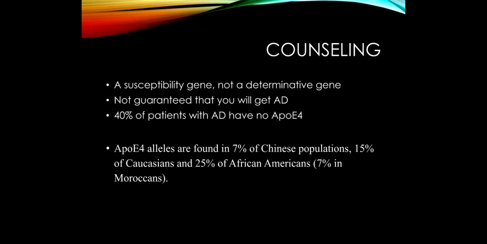So overall the ApoE4 alleles are found in only 7% of the Chinese population, 15% of Caucasians, and 25% of African Americans. And actually, if you look at risk of Alzheimer's overall, it is lower in the Asian population, and it is somewhat higher in the African American population. But even having said that, this is a general statement. If you look at where people come from in Africa, like in the Moroccan population, it's quite low there. It's only 7%, and it would be higher in other areas in Africa.